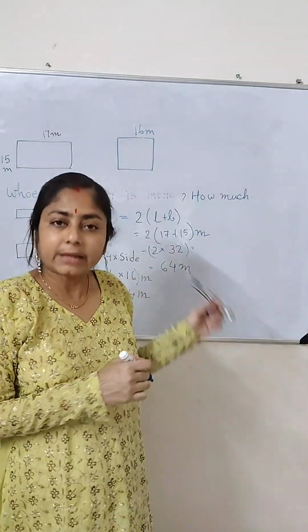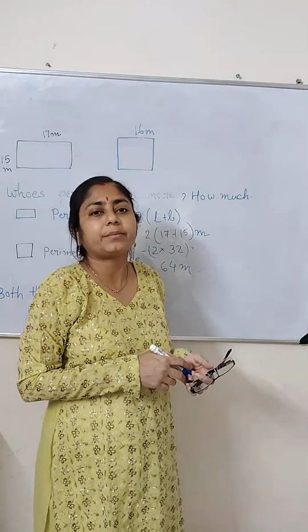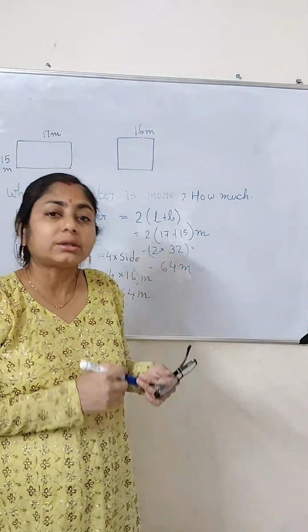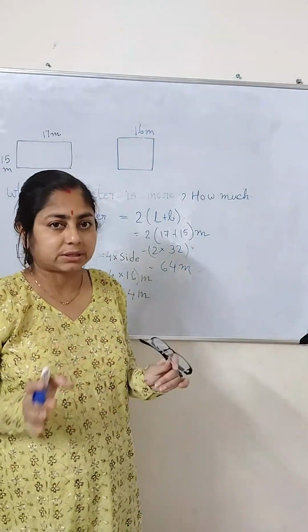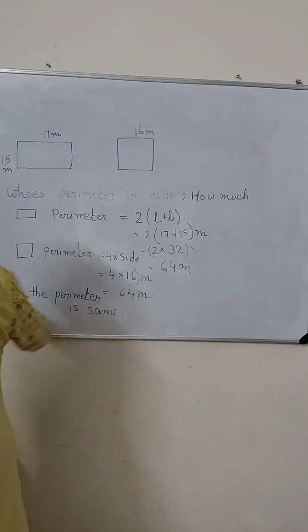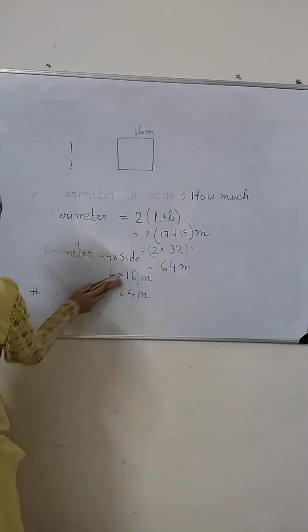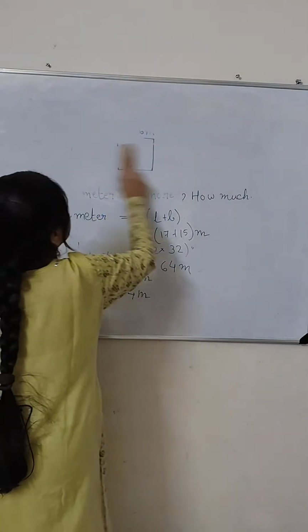Okay, in this way, in my maths, both the perimeters are the same. Both the perimeter values are the same, though the length and breadth are not the same, the values are the same. So both are same. Okay. Now I will go to the next photos.